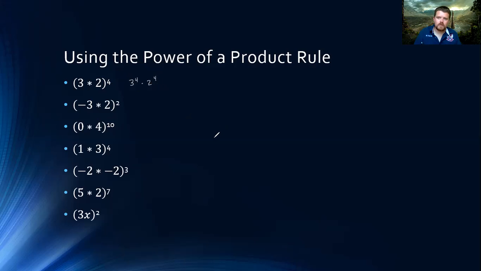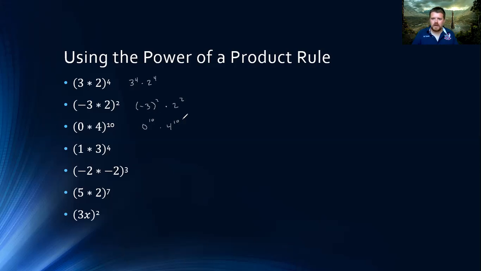And depending on the assignment or teacher or text, you'll be told to either simplify it or leave it as an exponent. So pay attention to the rules in your assignment. Here, -3 times 2 squared, I can distribute the squared. So -3 squared times 2 squared. 0 times 4 to the 10. 0 to the 10 times 4 to the 10.